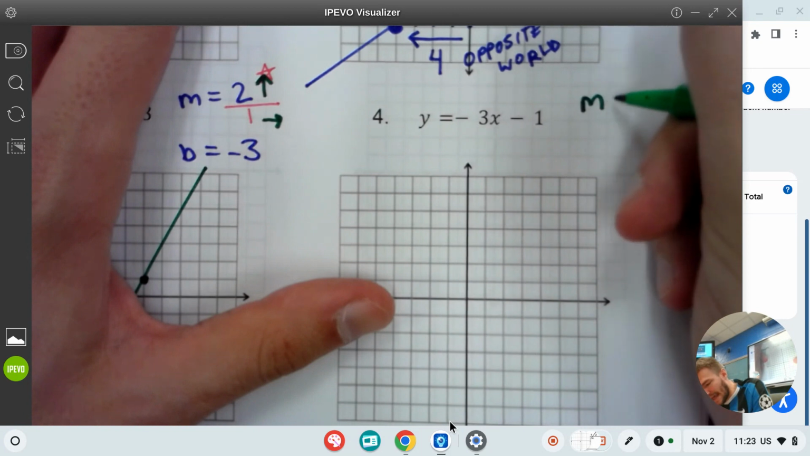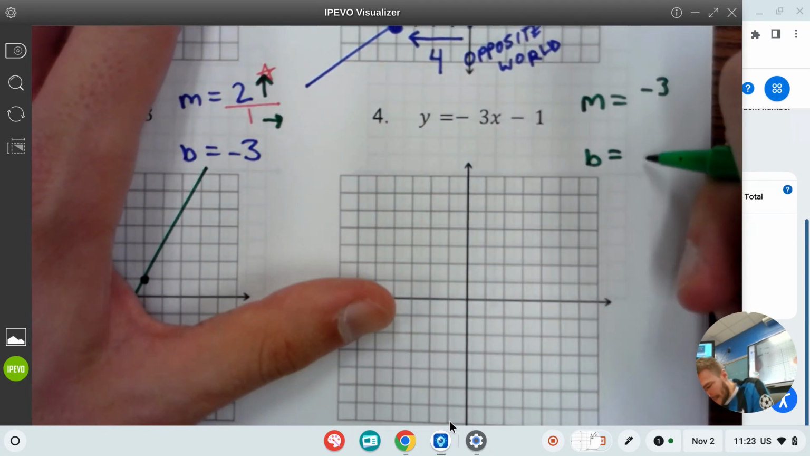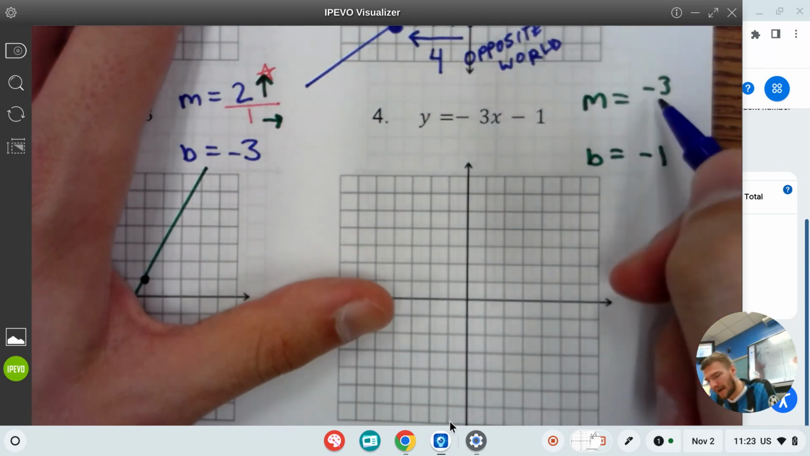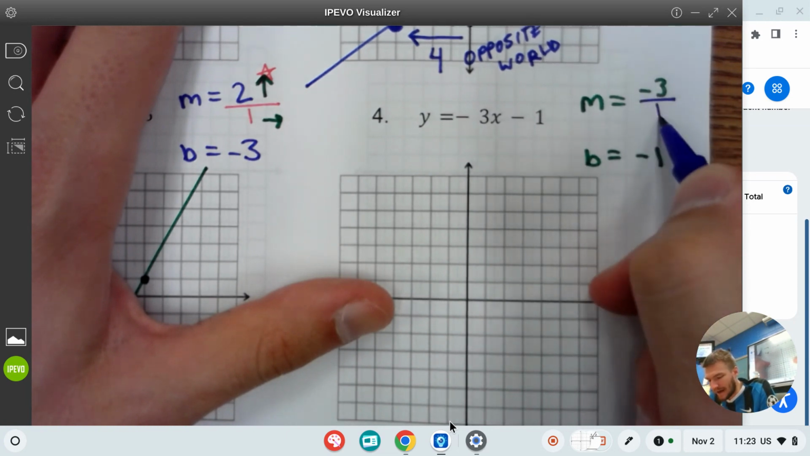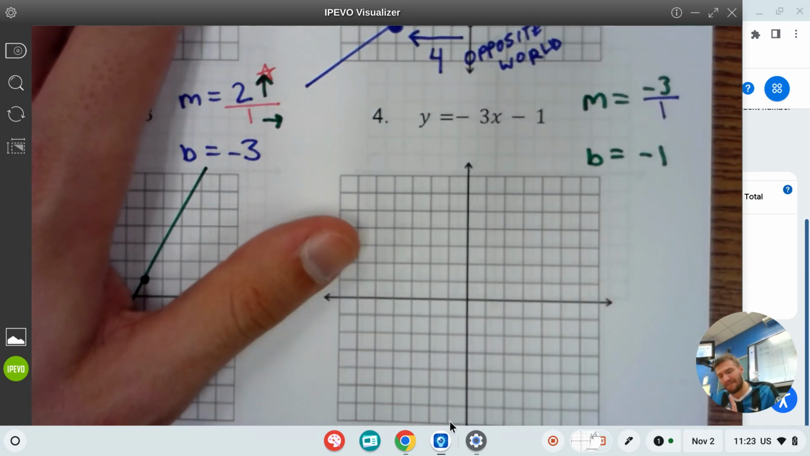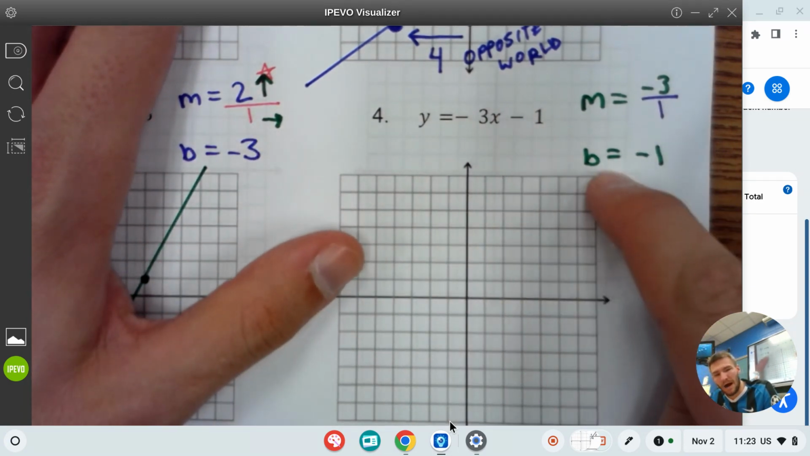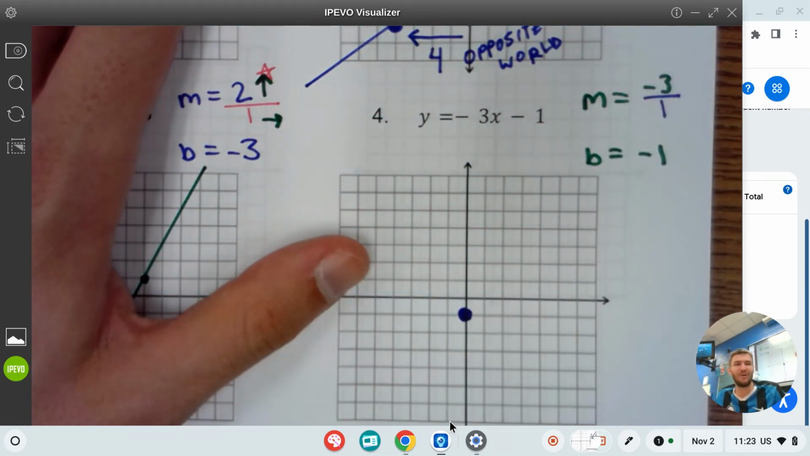I'm going to get my M, I'm going to get my B. I'm going to write M is -3 and B is -1. And I'm noticing already that my M is not a fraction. How do you make it a fraction? Divide by 1. Perfect. My first dot is going to be my B value, and it's going to be on my y-axis, -1. I got my first dot.